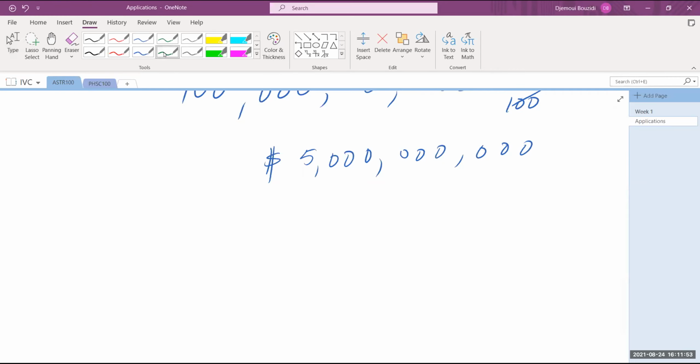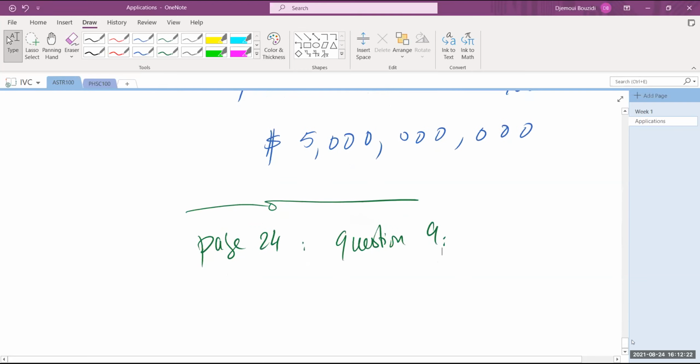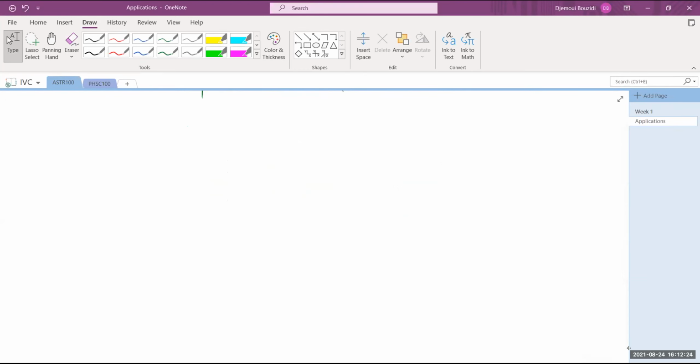Okay. So the last part that we're going to do today, the last example. I'm just giving you this example. Hopefully you guys have a flavor of what these numbers say, and also to understand how to do these things. It's going to be page 24 from the book, and we're going to do question number 9.